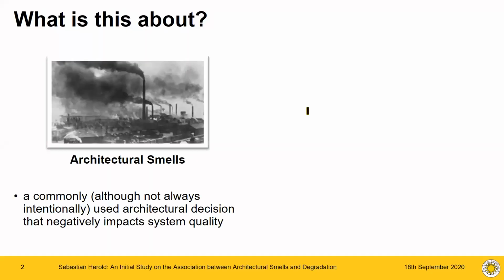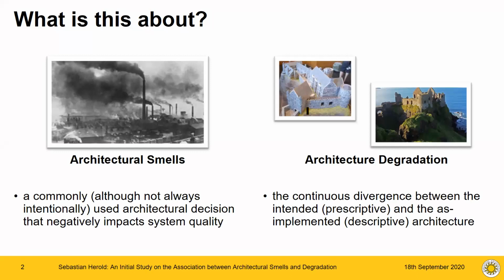Well, obviously it's about architectural smells, which are defined as commonly used architectural decisions that impact system quality in a negative way, and are not always used intentionally, of course. And the second thing is architecture degradation, which is the continuous divergence between the intended or prescriptive architecture and the as-implemented or descriptive architecture, with all negative effects involved, like a reduction in the maintainability of the system, for example, because you don't have the desired structures implemented in your system.